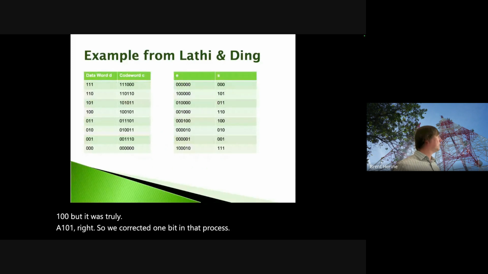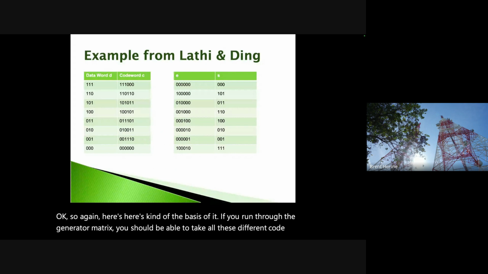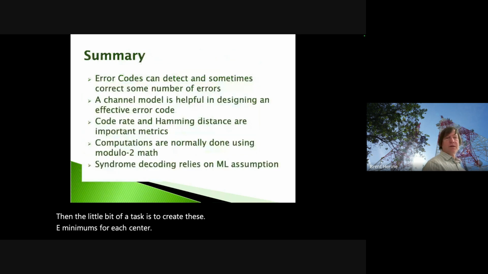Okay, so again, here's kind of the basis of it. If you run through the generator matrix, you should be able to take all these different code words. These are just written in reverse order, and generate all these different code words. Then the little bit of a task is to create these minimums for each syndrome.